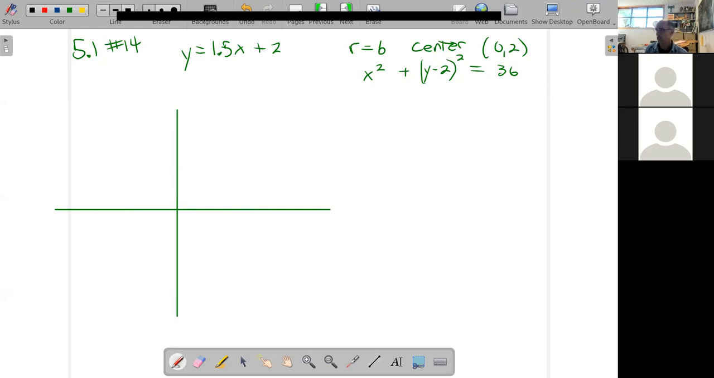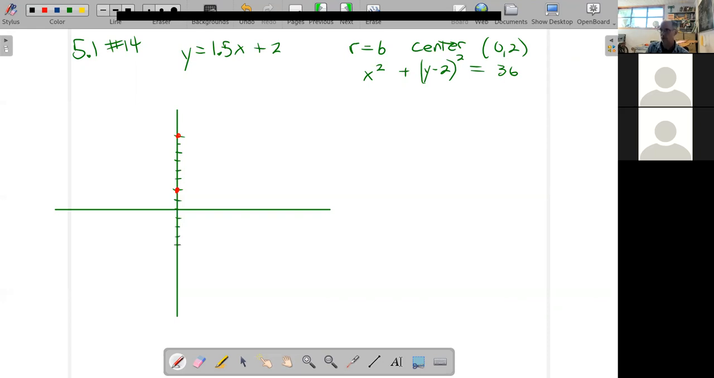So let's see, we want to go 0 for x and 2 for y. And that is going to be the center of my circle. And it has a radius of 6. So let's count out some more. 1, 2, 3, 4, 5, 6. So there's going to be a point on the circle up here. And then going the other way, 1, 2, 3, 4, 5, 6.